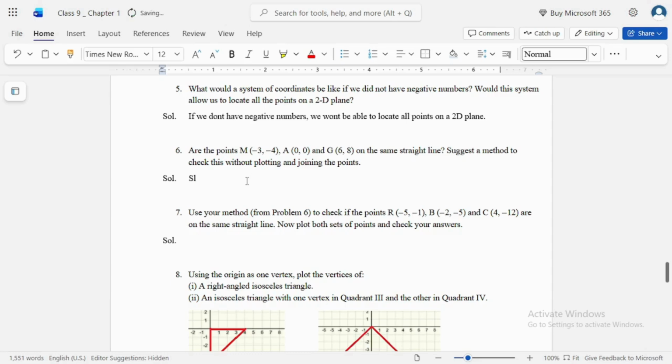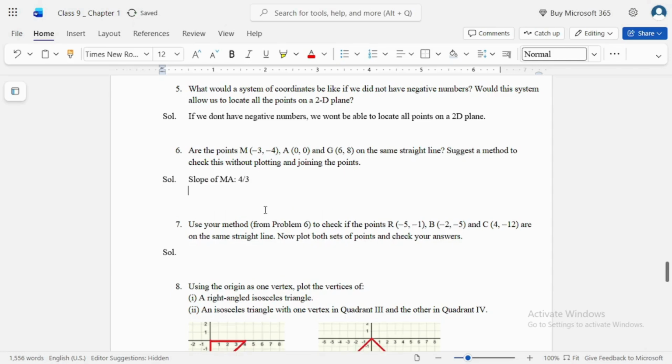So slope of MA. First let's take the M and A points and find its slope. Now how to find slope? It's y2 minus y1 whole divided by x2 minus x1. So y2 is 0 and y1 is minus 4. So 0 minus minus 4 is plus 4, divided by 0 minus minus 3, which is plus 3. So 4 by 3. Right? Similarly, slope of AG.